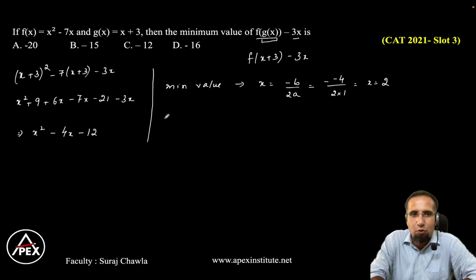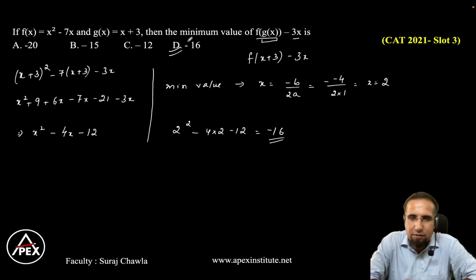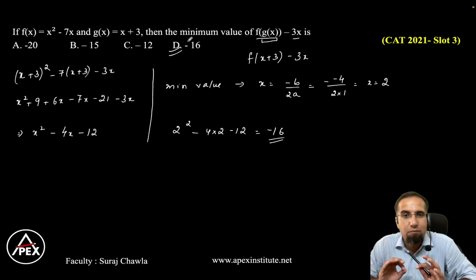And what is the minimum value? When we replace the value of x is equal to 2, that is 2 square minus 4 into 2 minus 12. So minus 8 minus 12 is minus 20. Minus 20 plus 4 will give me minus 16 as the final value. And therefore the answer here becomes option D, that is minus 16.